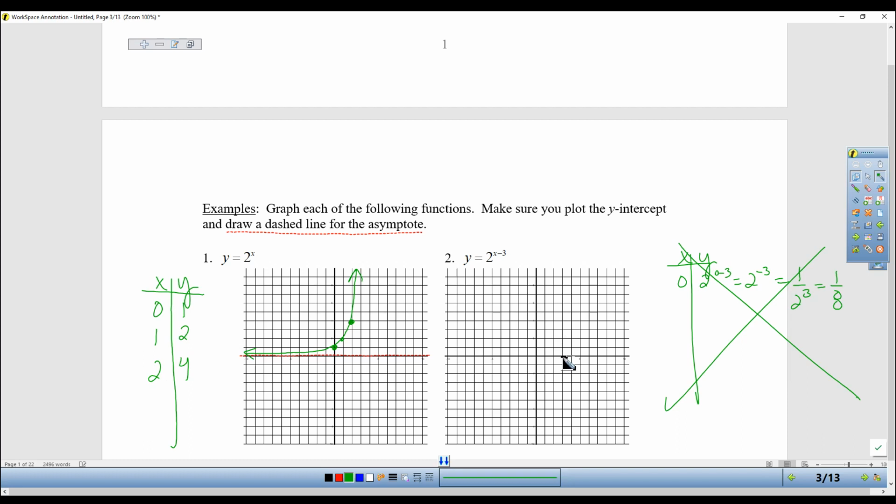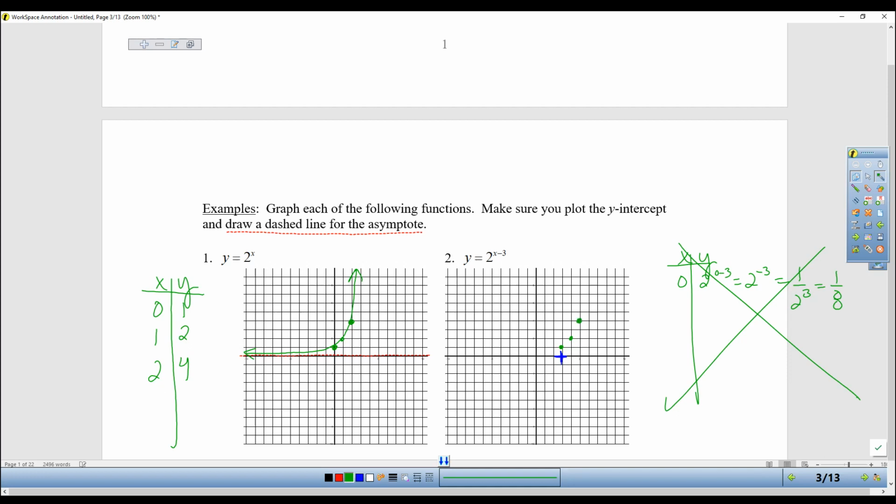So 1, 2, 3. I'm going to pretend that this spot is my new origin. You can put little crosshairs if you want to and say, I'm going to pretend that's my new origin. If that was my new origin, my points would still be (0, 1), (1, 2), and then (2, 4).